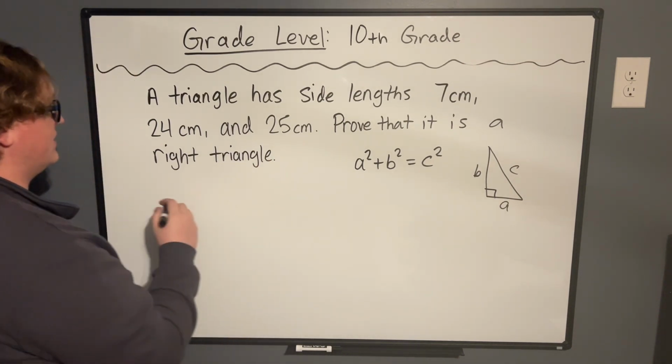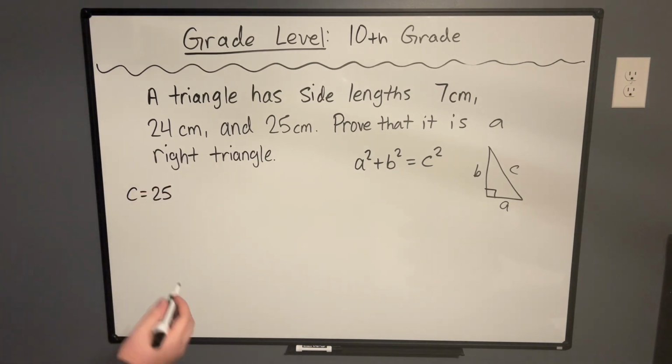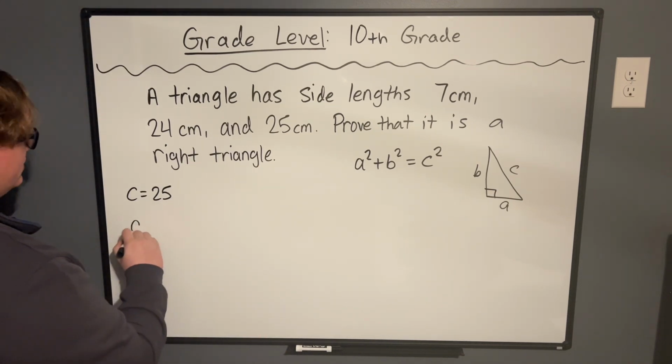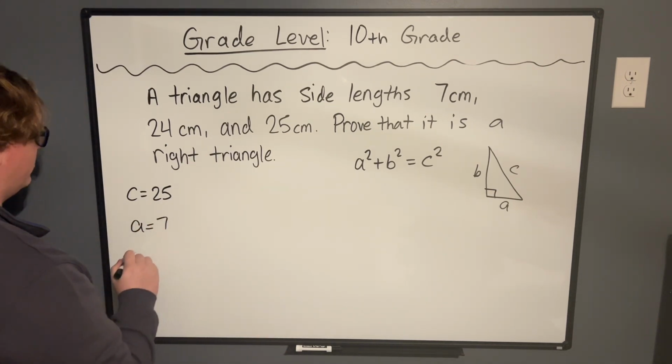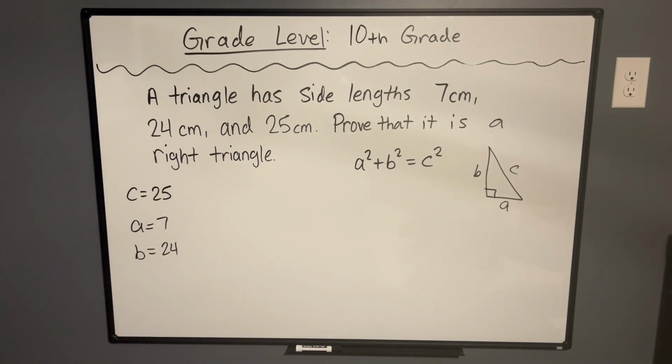So 25 is going to be c, right? Because that's going to be the longest side. The hypotenuse just means the longest side of your triangle. So 25 is the longest side. That means that a and b can be either one. So I'll say that a is equal to 7, and we'll say b is equal to 24. It doesn't matter which one. It just matters that c is the hypotenuse.